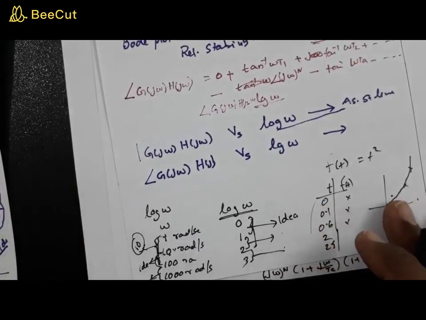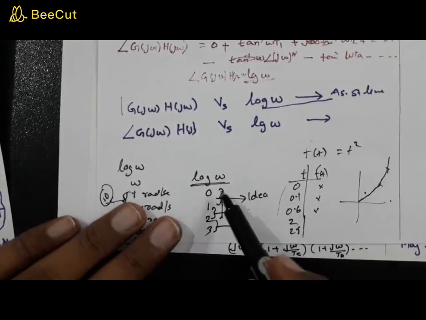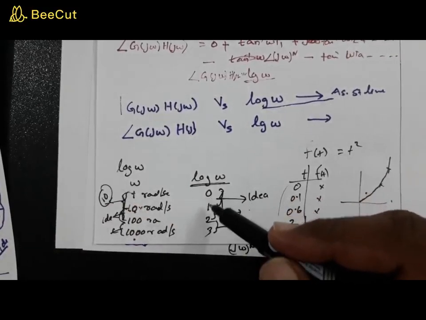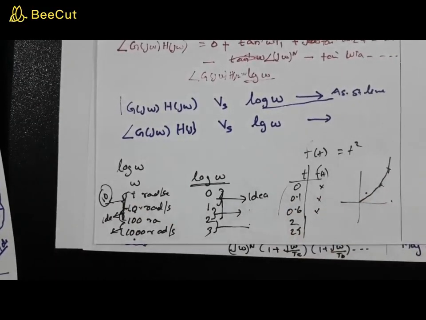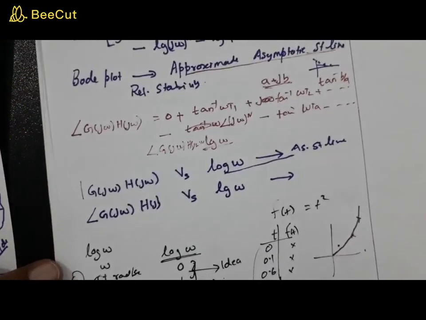That is how frequency gets varied, and we are interested in the magnitude of this in decibel as the omega varies in decades. We are not interested in all the values in between. We are interested in how this magnitude varies as omega varies in decades. Okay, so hope you understood the variation of that.